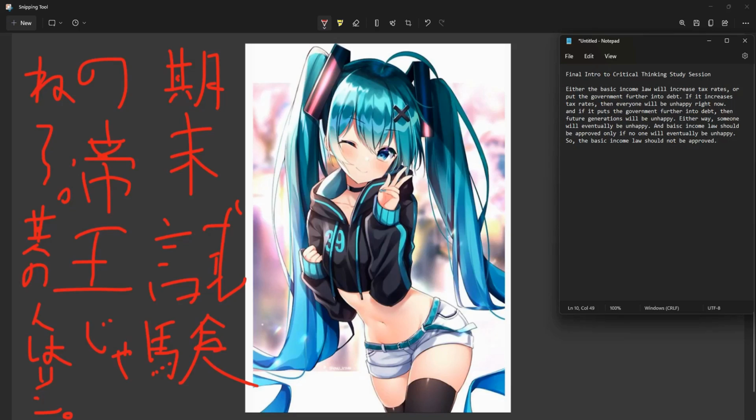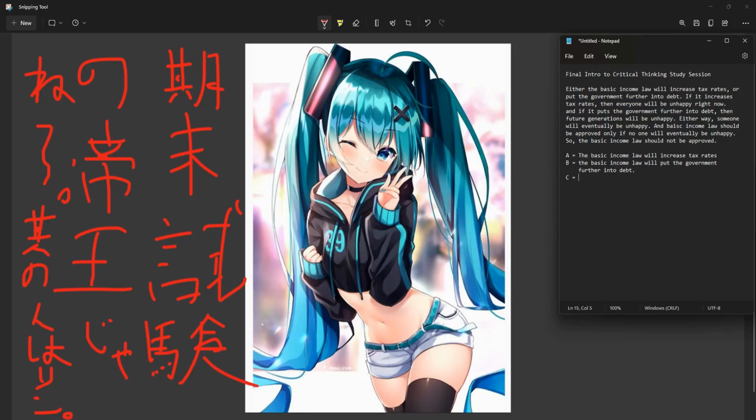Alright, so first, how do we do these? Obviously, we gotta put these into schematizations, okay? Well, before that, we have to say A, B, C, D, and so on. Okay? Good. So let's begin with that, shall we? What is A? If you read it, you get that A is equal to the basic income law will increase tax rates. B is equal to the basic income law will put the government further into debt.